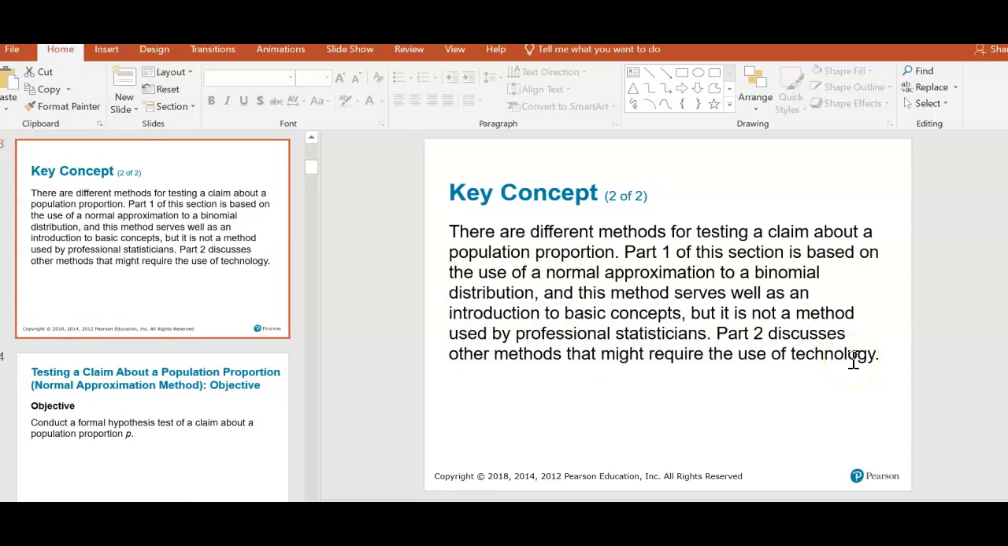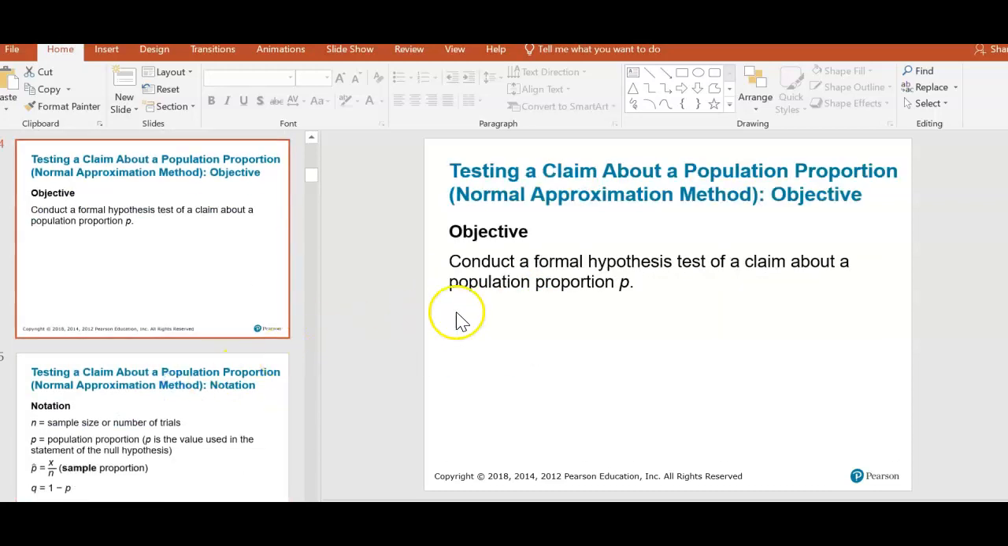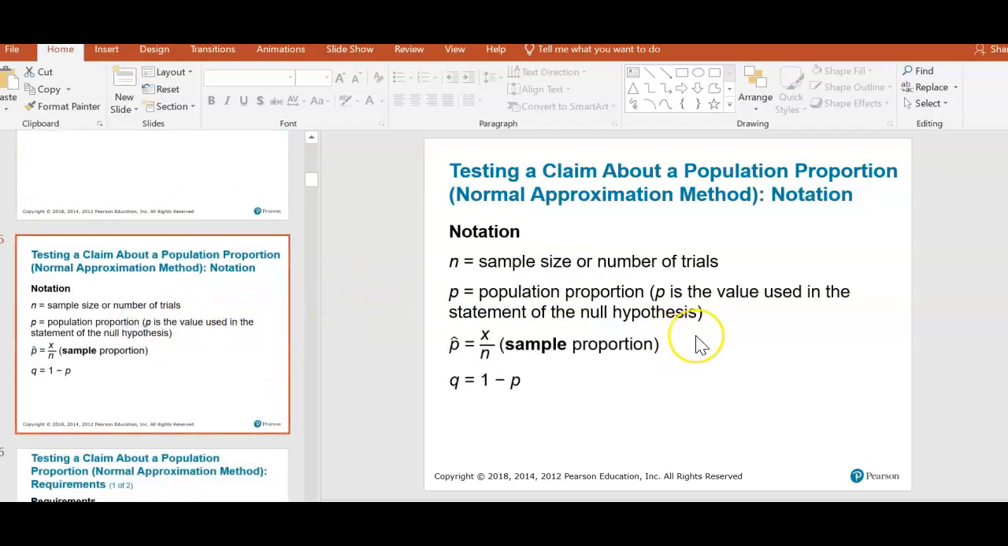So there are different methods here. First, we're going to look at using the normal approximation method to a binomial. That works pretty well. And then right at the very end, we're going to look at some other methods called an exact method for binomial probabilities. But anyway, all right, so our objective is to conduct a formal hypothesis test of a claim about a population proportion.